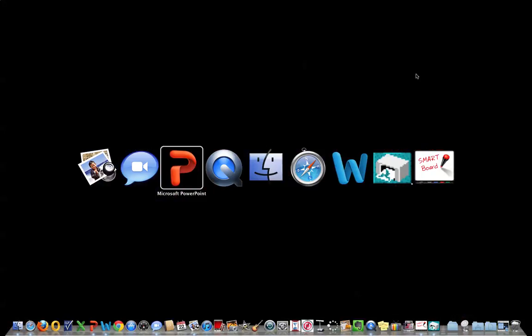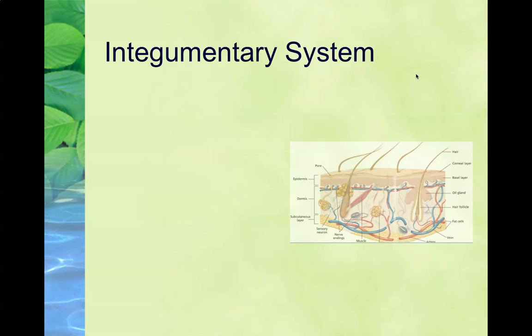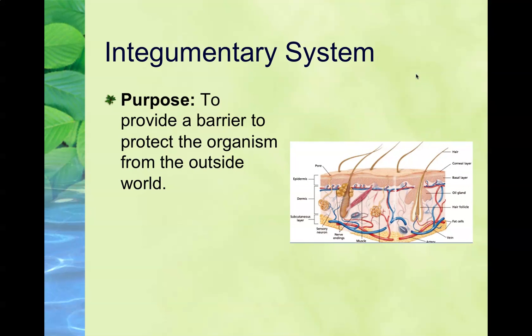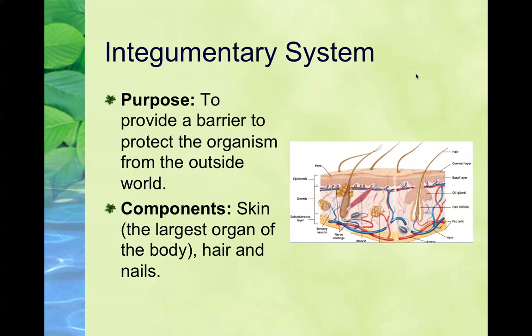All right, so let's go back to our next system, and we're going to talk about the integumentary system. Now, the integumentary system is a fancy way of talking about the system that provides a barrier for the outside of the organism from the world itself, and it really is a protective system. And there are some things in the integumentary system you may not think about.